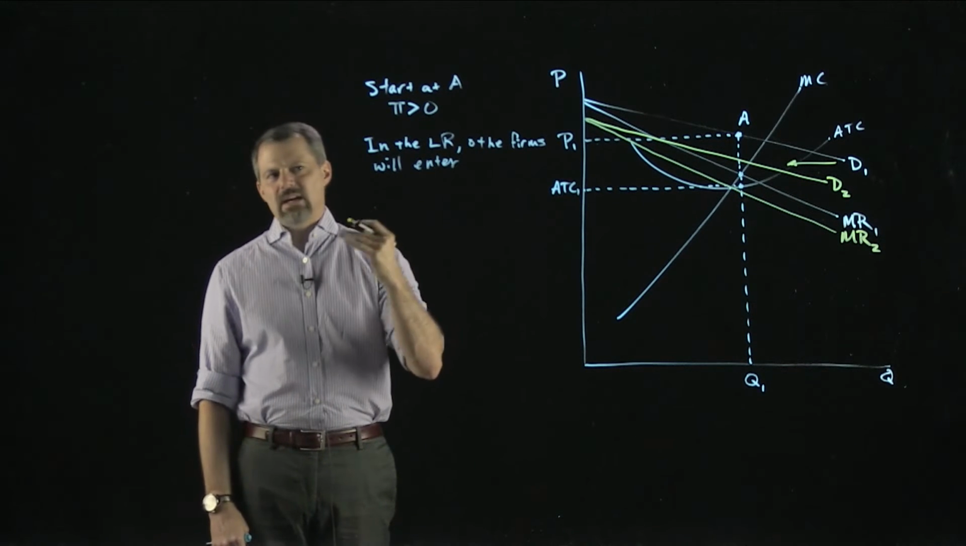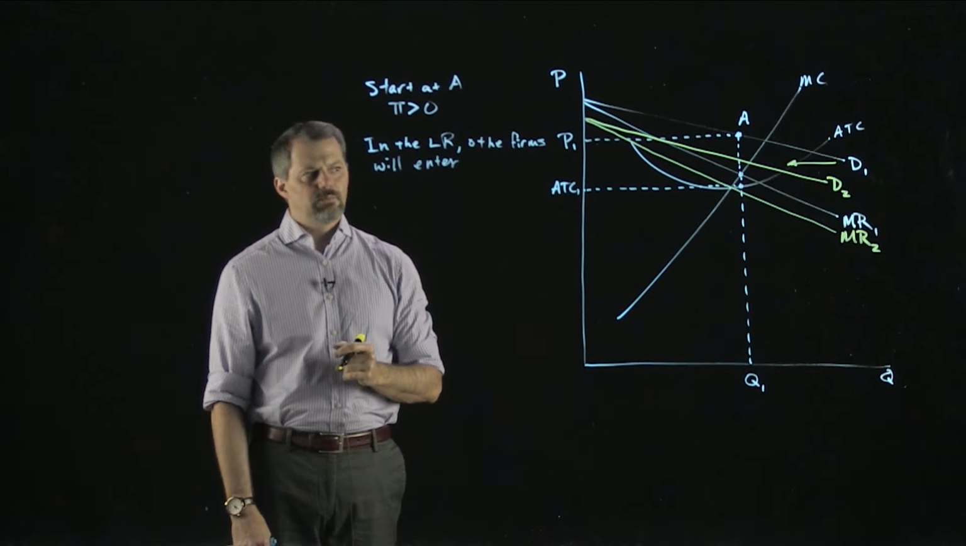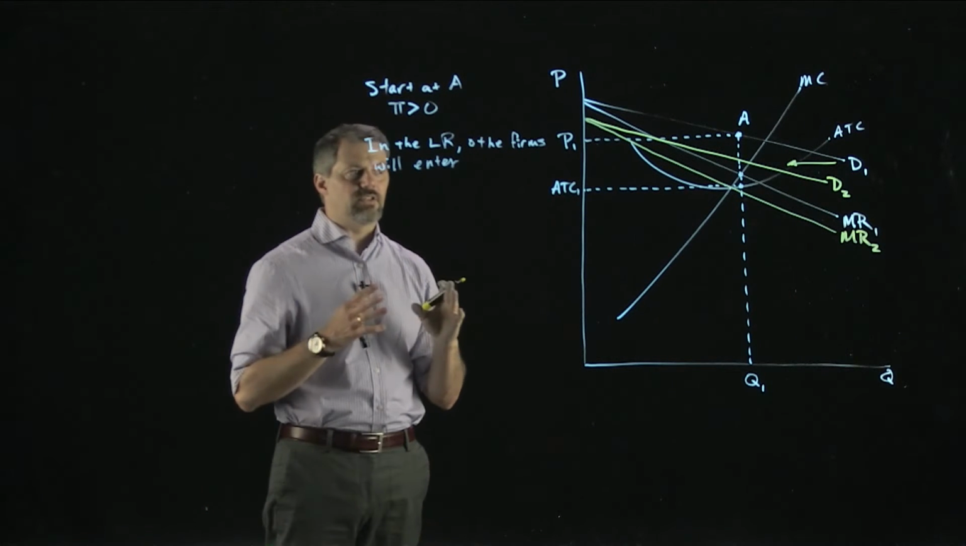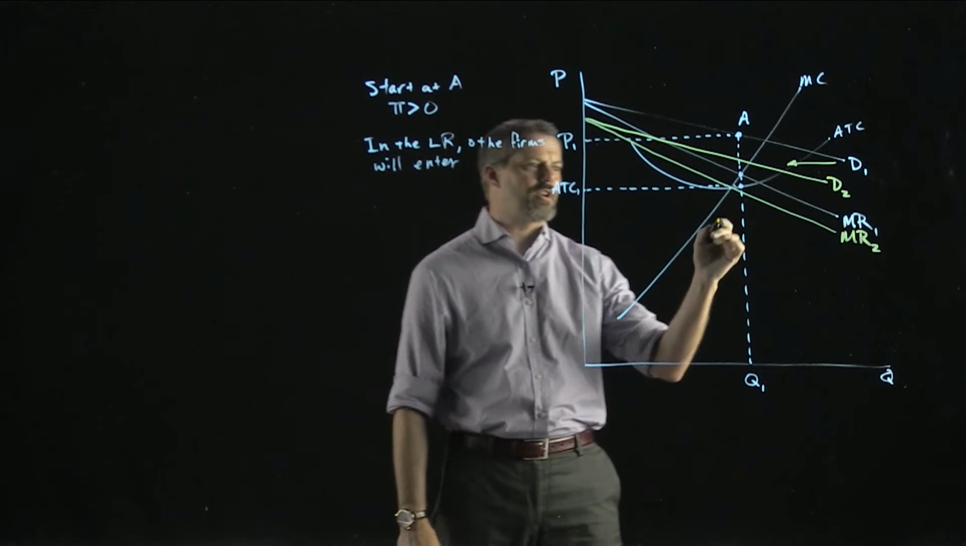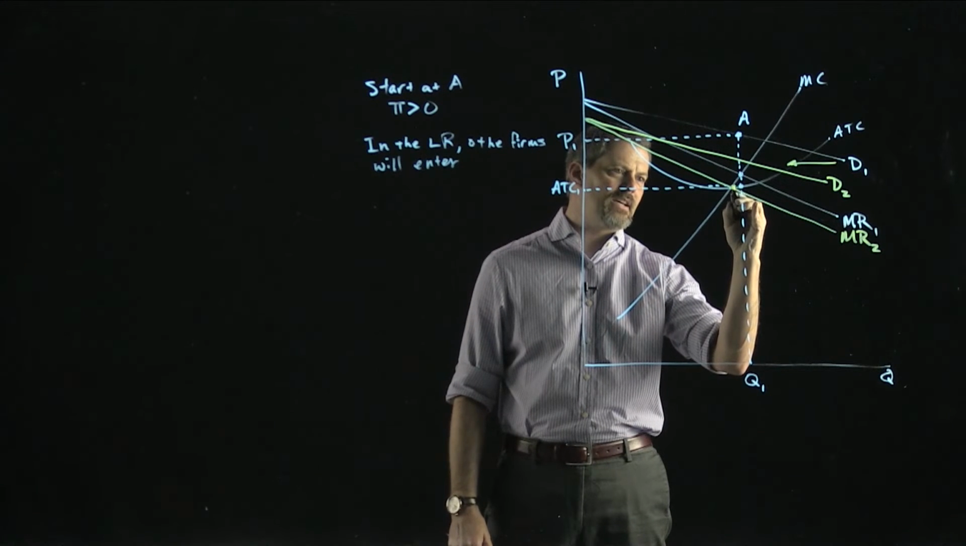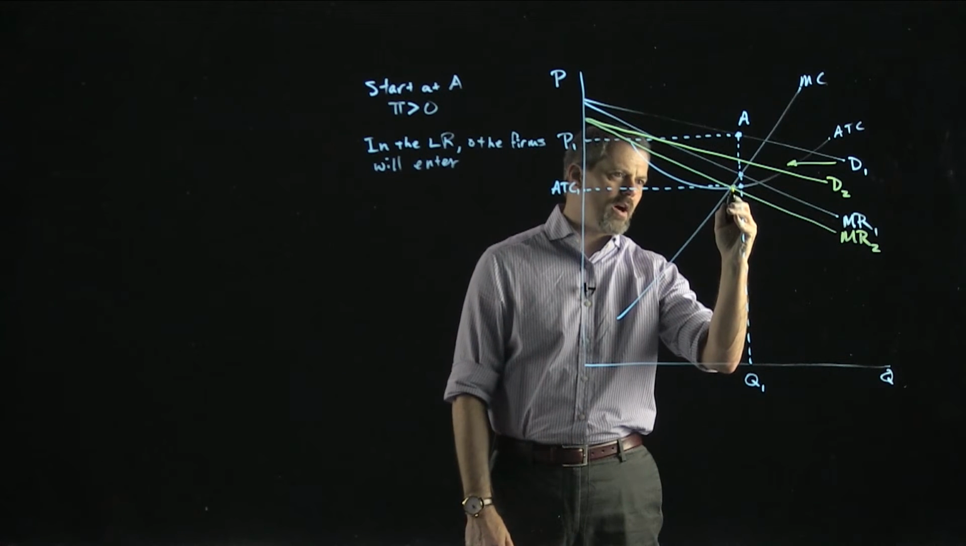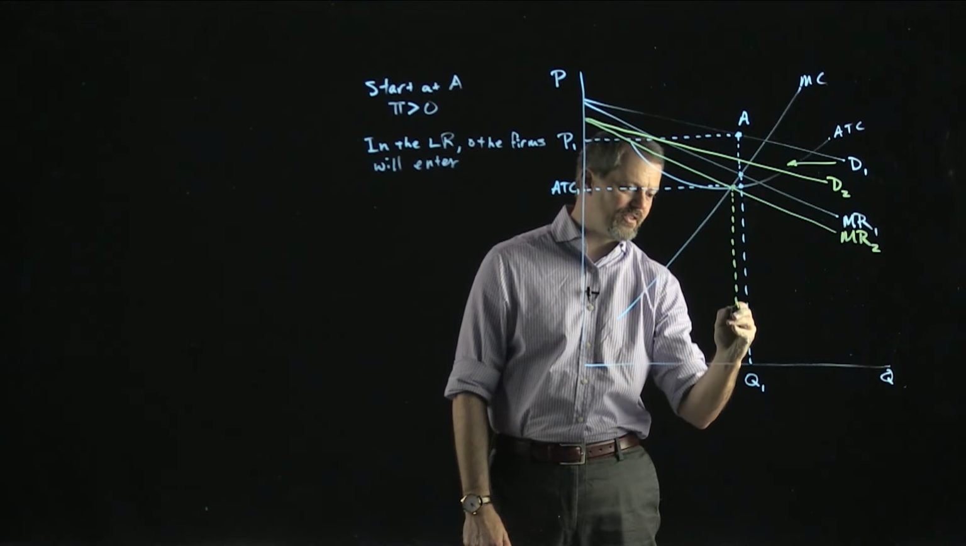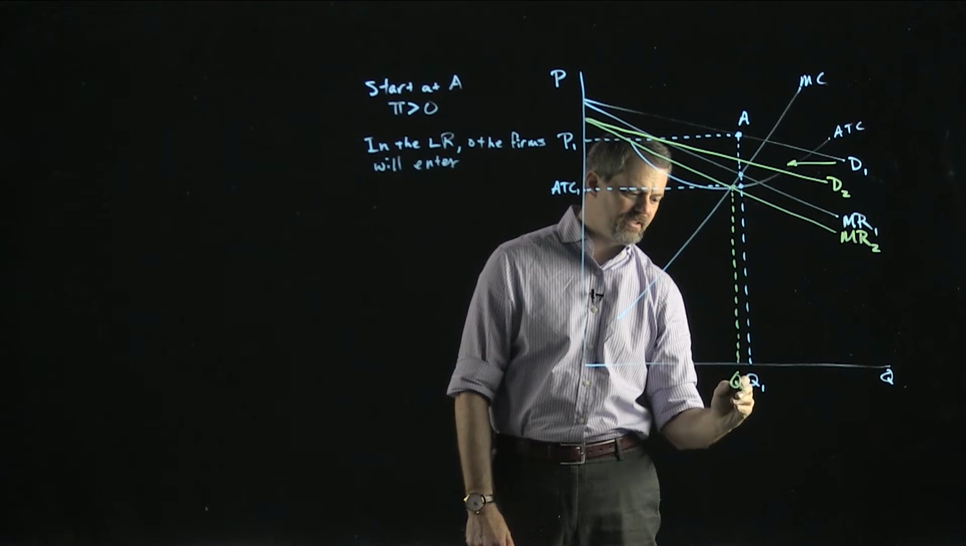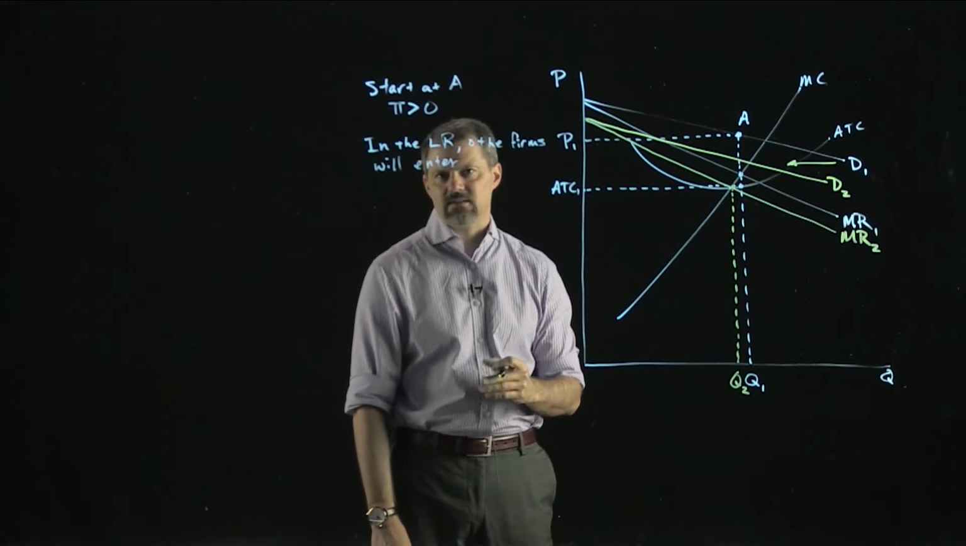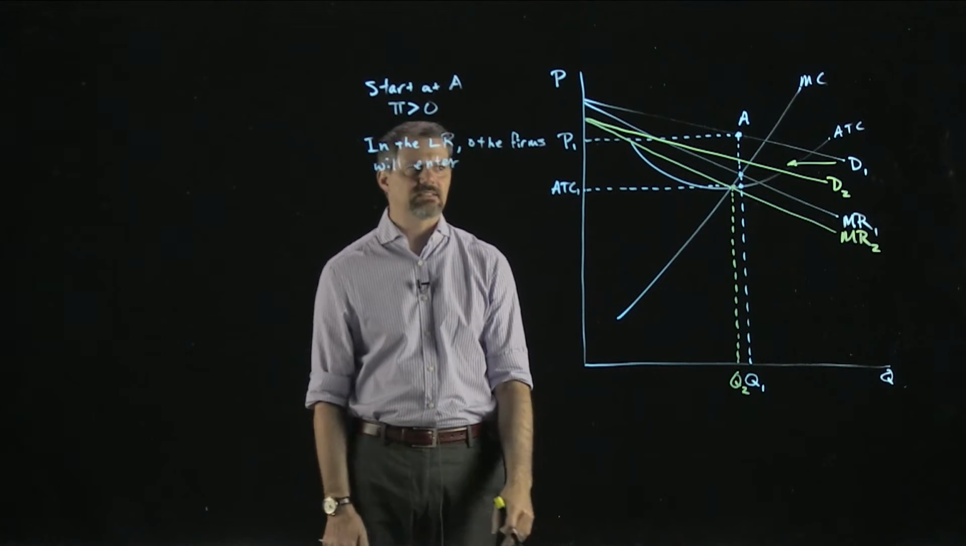Now our residual demand curve is shifted to the left, but we still need to look where marginal revenue and marginal cost intersect. That's going to happen right down in here. So the quantity that this firm is going to produce is going to fall. Not surprisingly, demand for its product has fallen, so it's going to produce less.